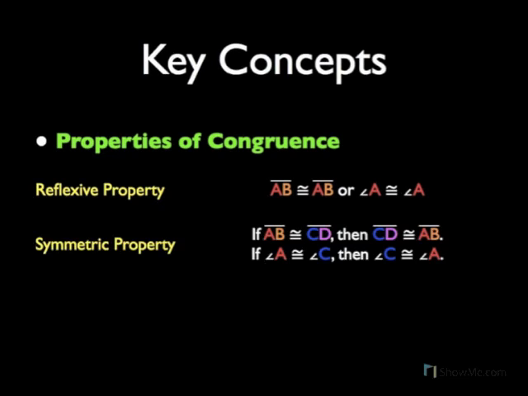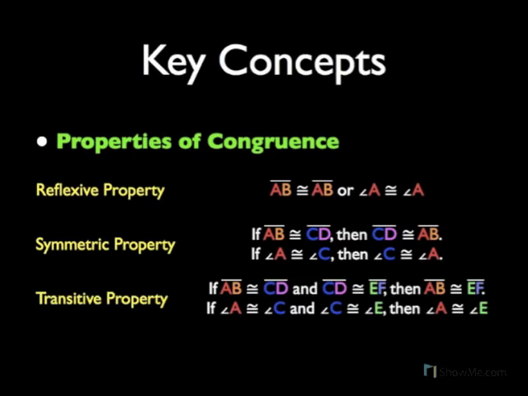The next property of congruence is the symmetric property of congruence. This says that if segment AB is congruent to segment CD, then segment CD is congruent to segment AB. Same thing applies with angles. If angle A is congruent to angle C, then angle C is congruent to angle A. What it's saying is it doesn't matter which order you say they're congruent in, x equals 4, 4 equals x, only with figures instead of numbers.